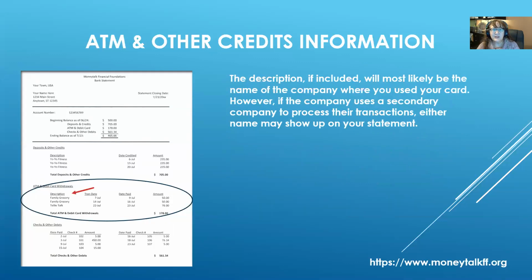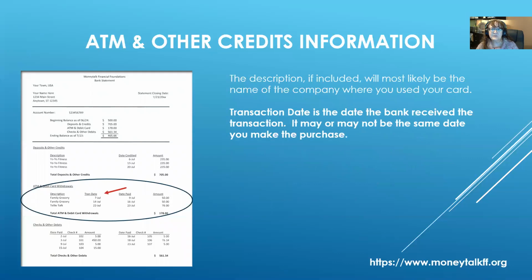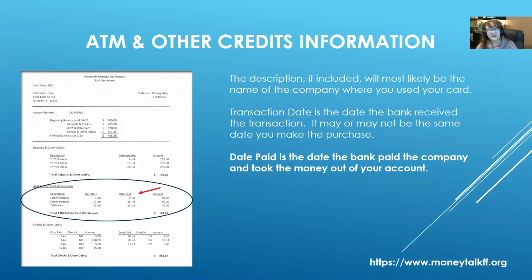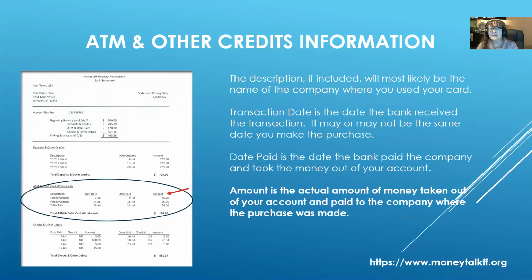Most of the time you're going to have a description being what the company name is, because it's the only way you really have to identify the transaction. You'll have the date that the transaction happened, the date that the bank finished processing all the financials, and the dollar amount that was involved.